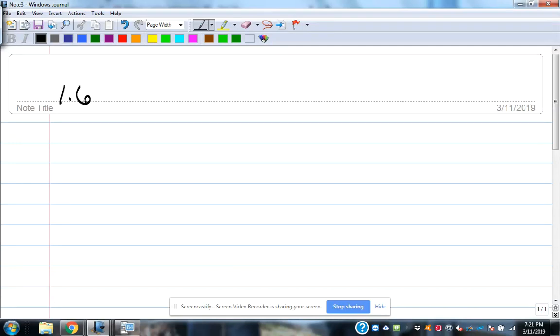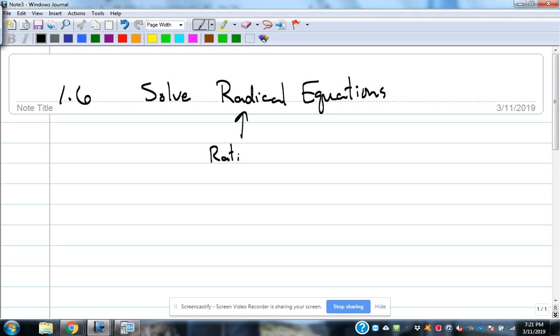1.6, we're going to chapter 1, section 6. We're going to solve radical equations. Okay? And when I say radical, I also mean rational exponents. Remember, the radicals can be written as rational exponents. That can help us in simplifying sometimes with this and doing that.